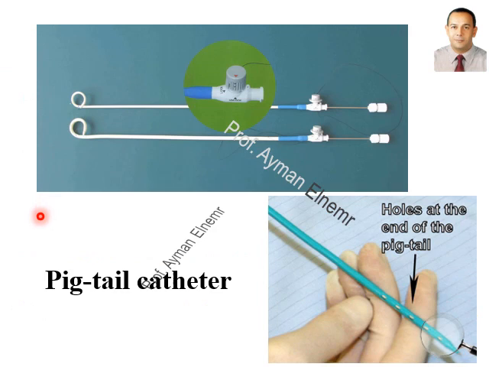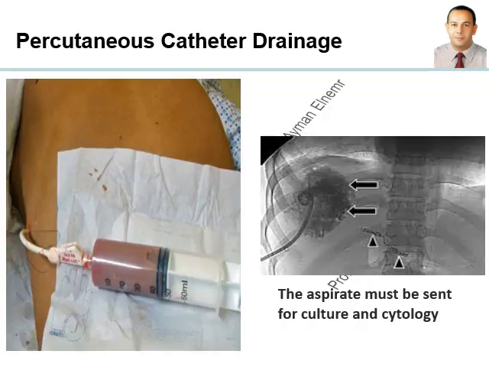These are the equipment used for percutaneous catheter drainage. It is a pigtail catheter. This is a percutaneous catheter drainage. We can see the pigtail catheter coming out from the patient's abdominal wall and the syringe containing purulent pus, and this X-ray demonstrates that the pigtail catheter is correctly placed. Of course, the aspirate must be sent for culture and cytology.